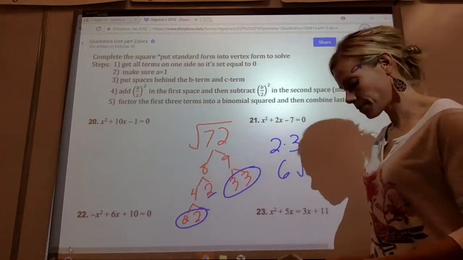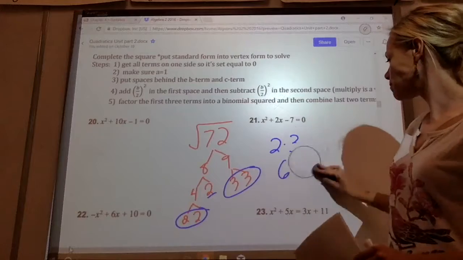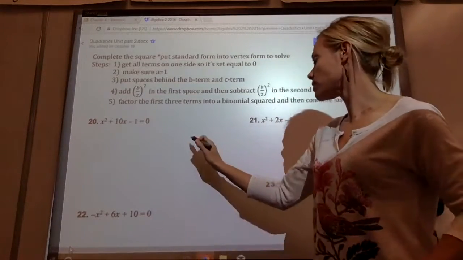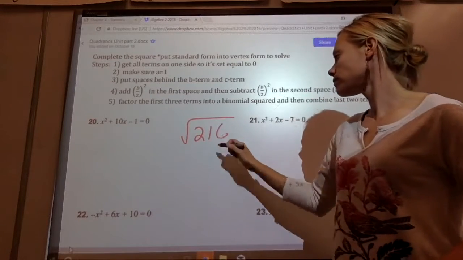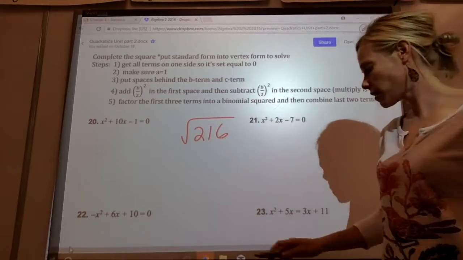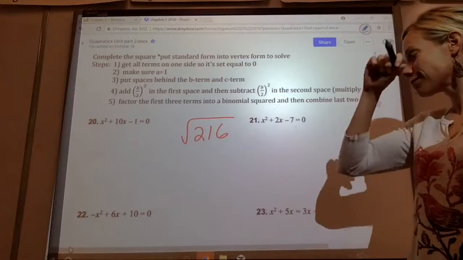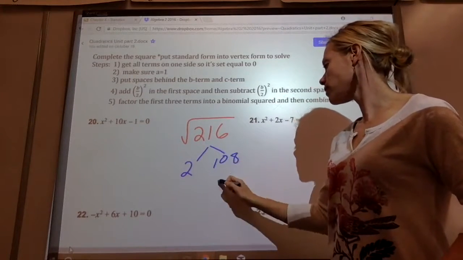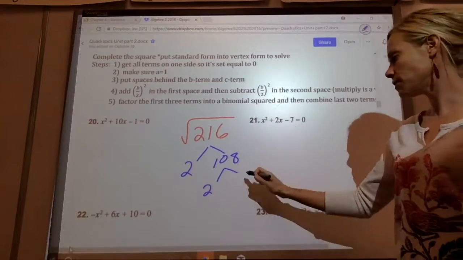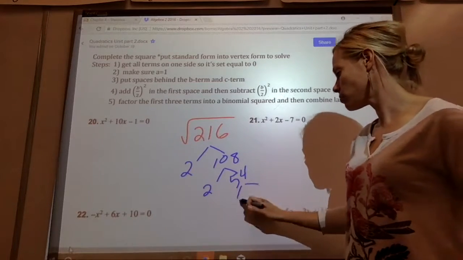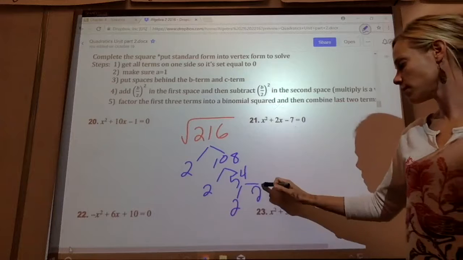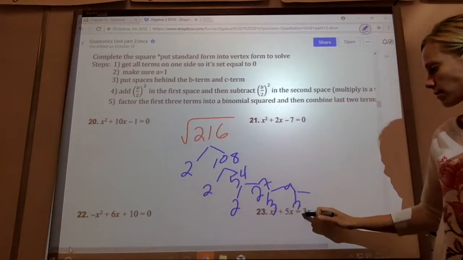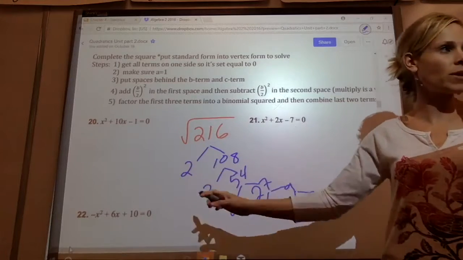Okay. Try another one. How about the square root of 216? What would you break that into? 2 and 108. That'd be a good one, yep. Because then 108, I can say 2 and 54. Good. And 54, I can say 2 and 27. And 27, I can say 3 and 9. And 9 is 3 and 3. So there's a lot of primes right there.